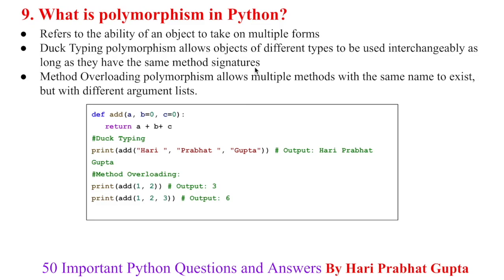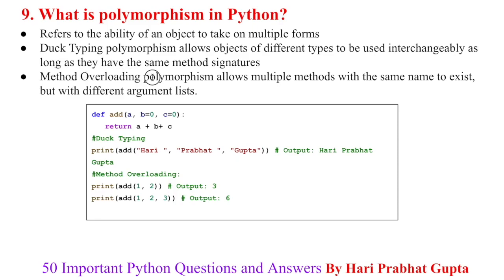So we can say simply that if it talks like a duck, runs like a duck, and swims like a duck, it is probably a duck. That's why it is known as duck typing polymorphism. In this code example, the add function can take any three arguments that can be concatenated with the plus operation, regardless of the type. So here a plus b plus c, whether it takes strings or integers, doesn't matter.